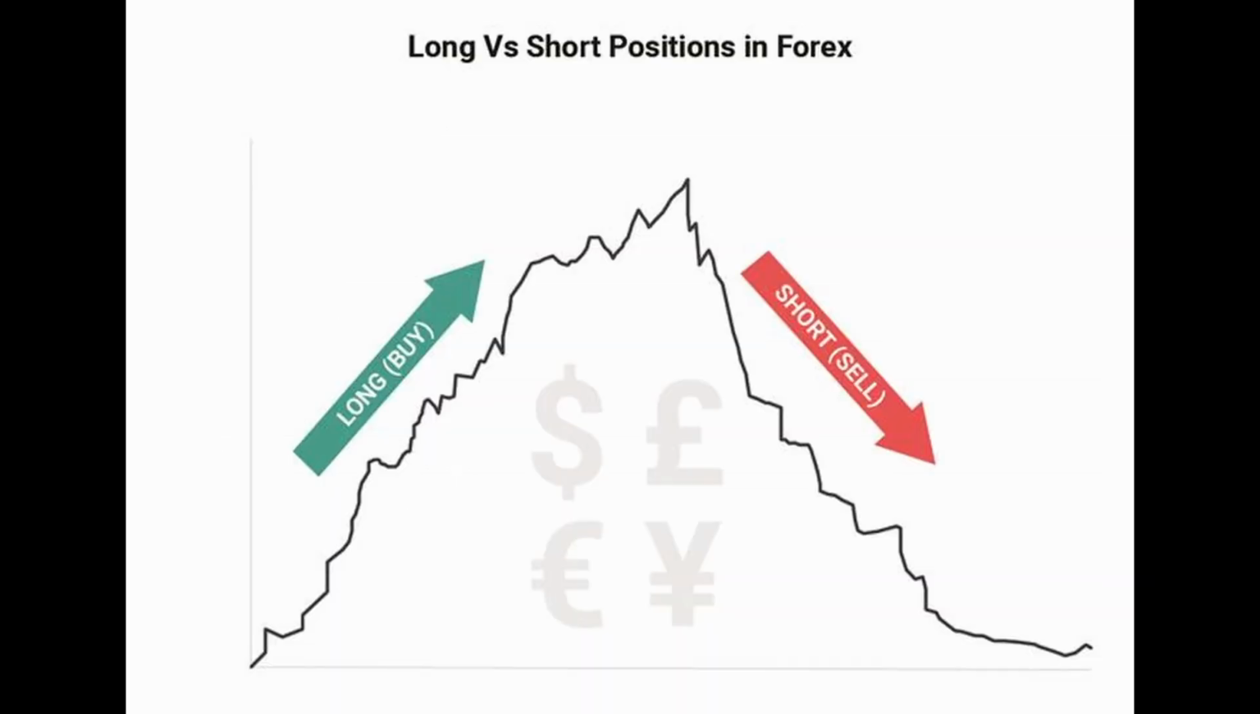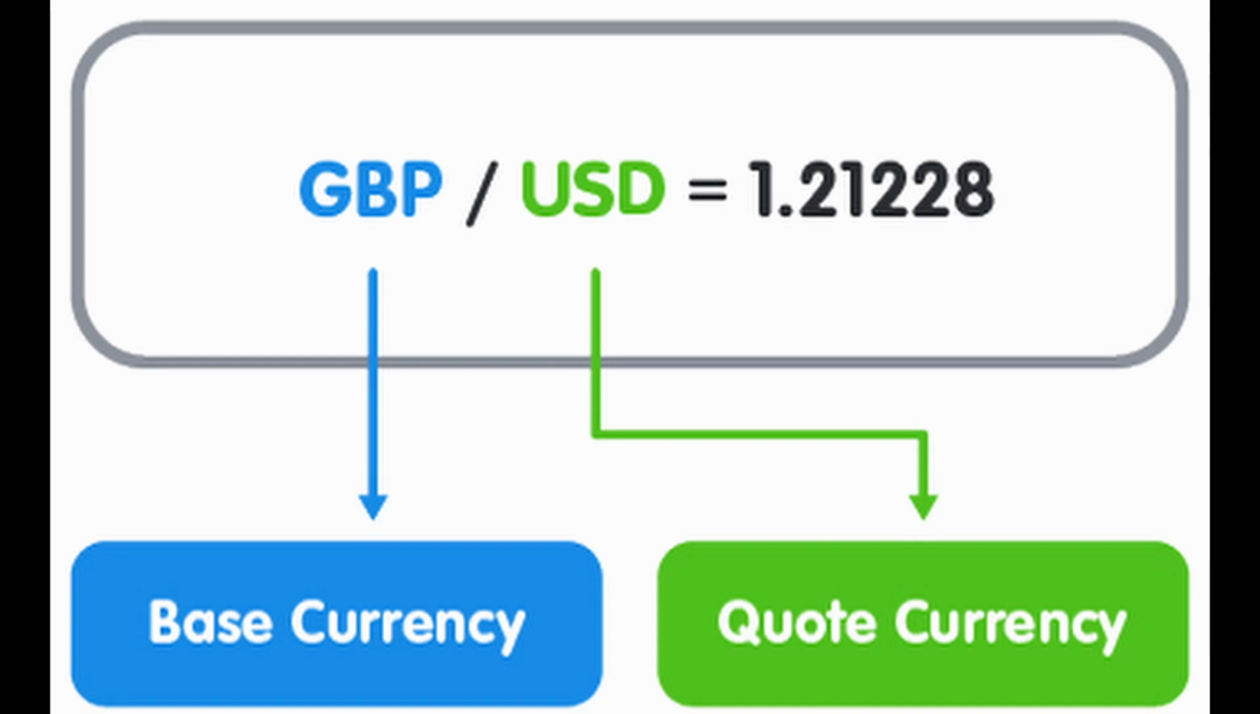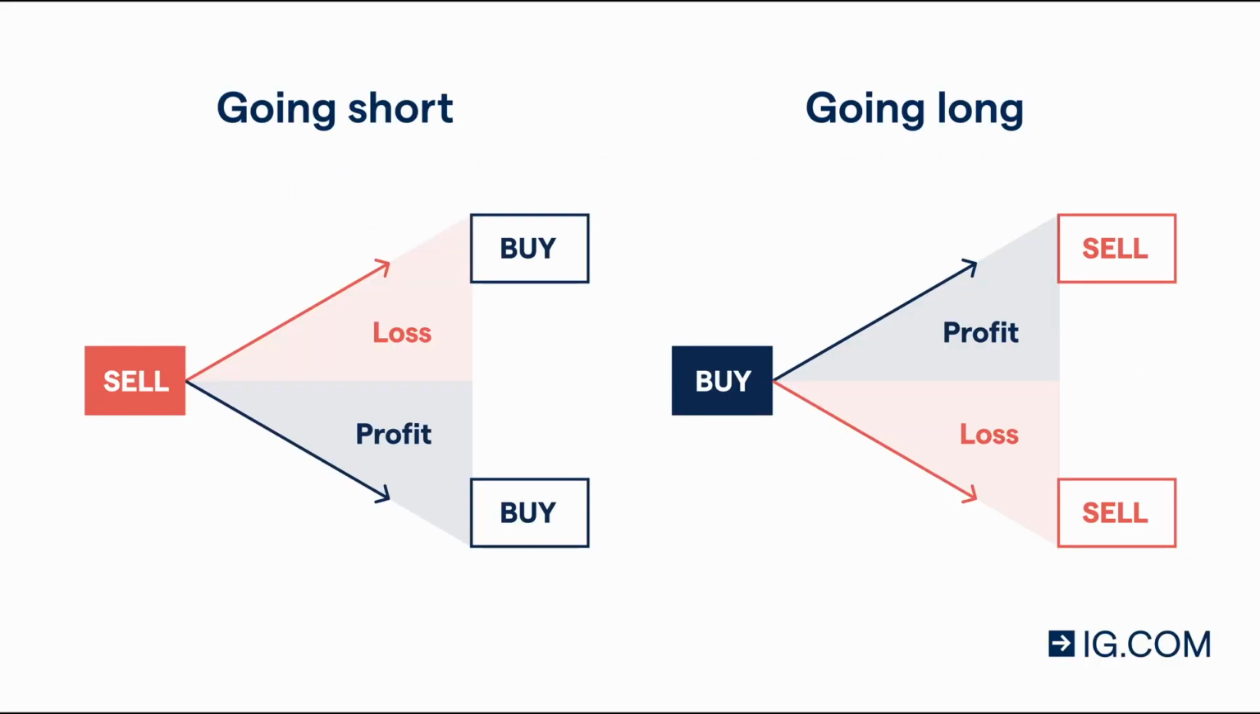Long and short. First, you should determine whether you want to buy or sell. If you want to buy, which actually means buy the base currency and sell the quote currency, you want the base currency to rise in value and then you would sell it back at a higher price. In trader talk, this is called going long or taking a long position. Just remember, long equals buy.